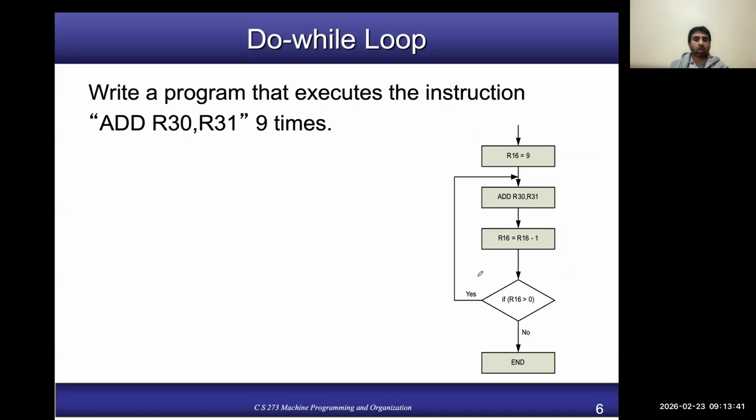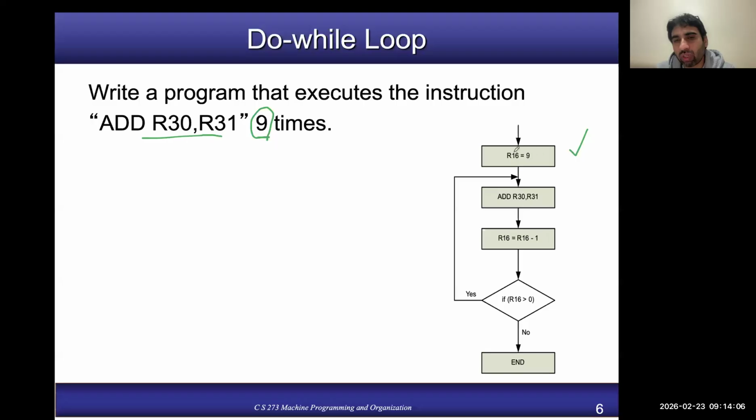So now let's try to learn writing a do while loop in assembly language through an example. What we want to do is write a program which executes the instruction add R30 and R31 nine times. We are simply running the loop nine times. Here is the control flow diagram of the program which we want to write.